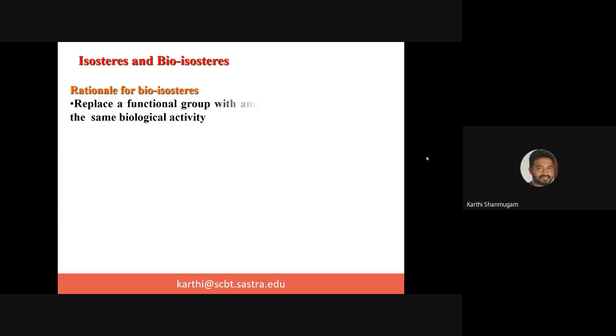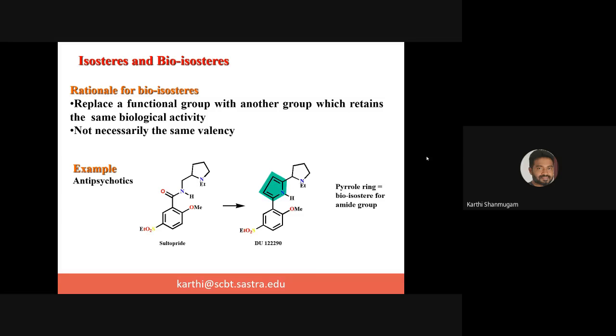So here is an example. I think I already discussed this, right? So a pyrrole ring and an amide group. So this is amide. This group is the amide group, CONH, and this is the pyrrole ring. So replacing the amide by pyrrole or pyrrole by amide, we can retain the biological activity. So we can say that the amide functional group and the pyrrole ring, we can call them bioisosters.